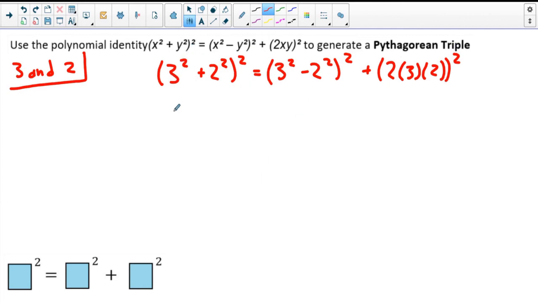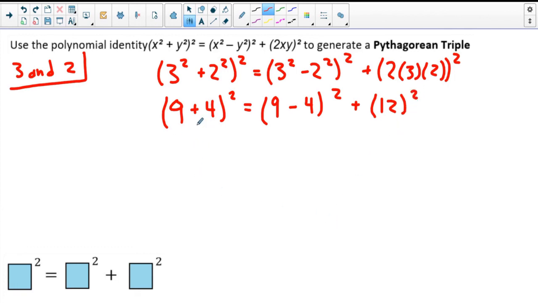3 squared is 9, plus 2 squared is 4. Bring all this down. 3 squared is 9, minus 2 squared is 4. And then over here, 2 times 3 is 6, times 2 is 12. All right, and then for our last step, we're just going to add these together and subtract these. 9 plus 4 is 13 squared. 9 minus 4 is 5 squared. And then just bring this down. This is going to be our Pythagorean triple. And again, we can check this: 5 times 5 is 25, plus 12 times 12, that's 144. If we add 25 plus 144, that's going to give us 169, which is 13 squared. So this is our Pythagorean triple. 13 squared is equal to 5 squared plus 12 squared.